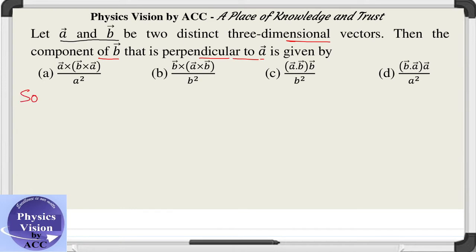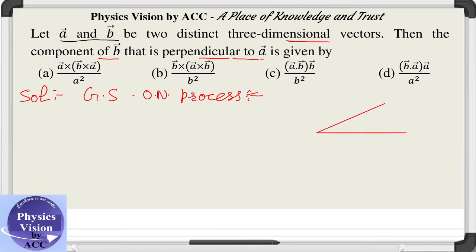Okay, solution. This is basically the Gram-Schmidt orthonormalization process, in which, if we have two vectors, let's say this is vector A, this is vector B.